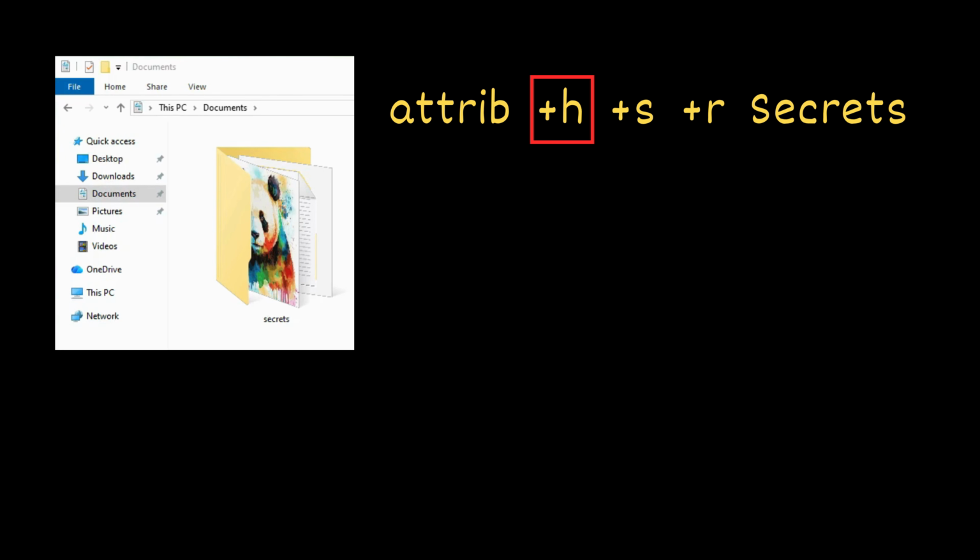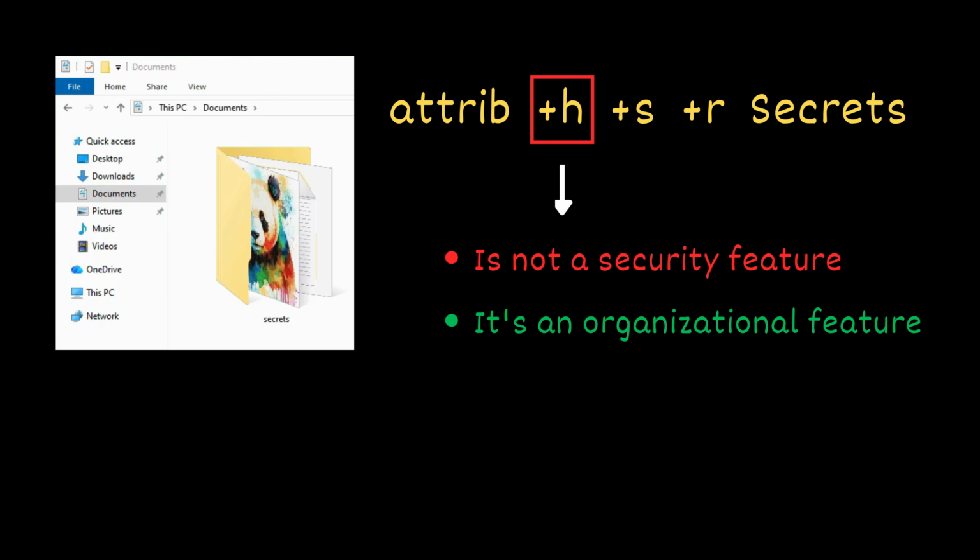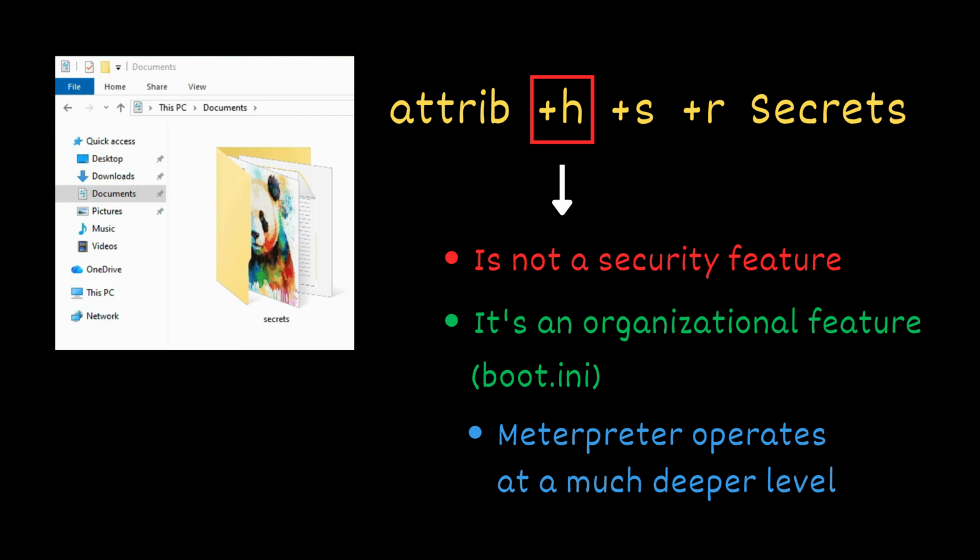Let's talk about what the hidden attribute actually is. The hidden attribute in Windows is not a security feature. It never was. It's an organizational feature designed to hide system files that the average user shouldn't accidentally delete or modify. Files like boot.ini, for example. Tools like Meterpreter operate at a much deeper level.